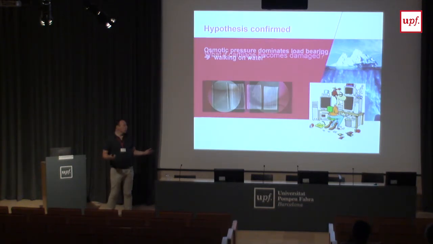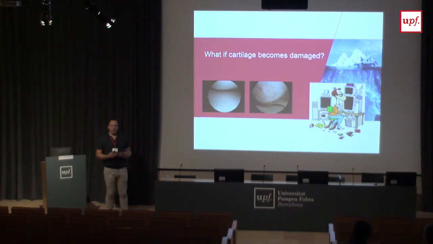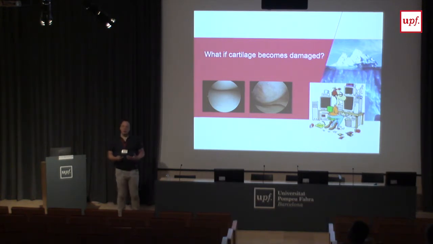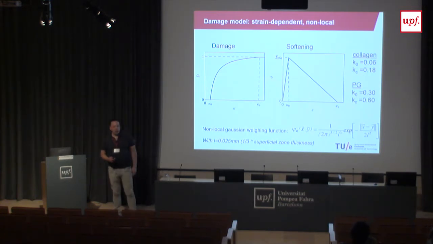But of course, we do know, and that's the first picture I showed you, that many people have damaged cartilage because the load on the cartilage is really, really huge. So that's why we made a next step. We tried to make a next step towards really looking at what it is that damages cartilage. How does cartilage become damaged? And what happens then? Then we put a damage model into our computer model.